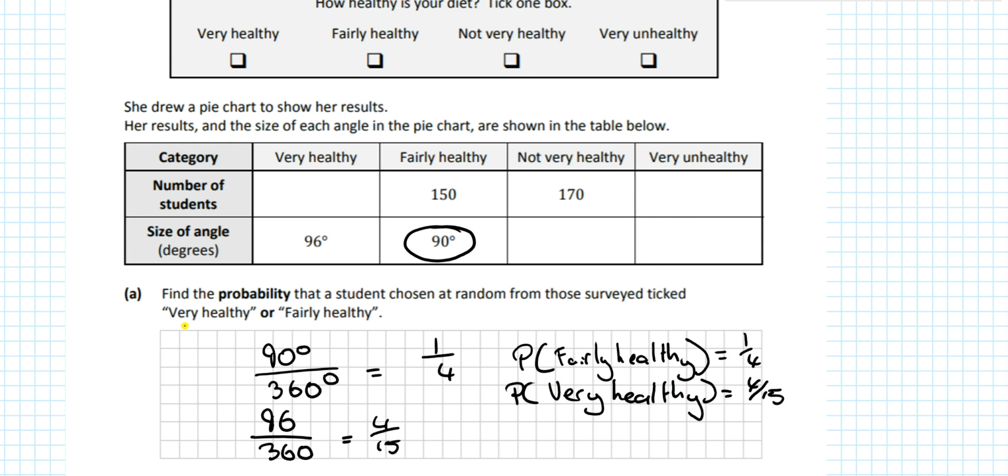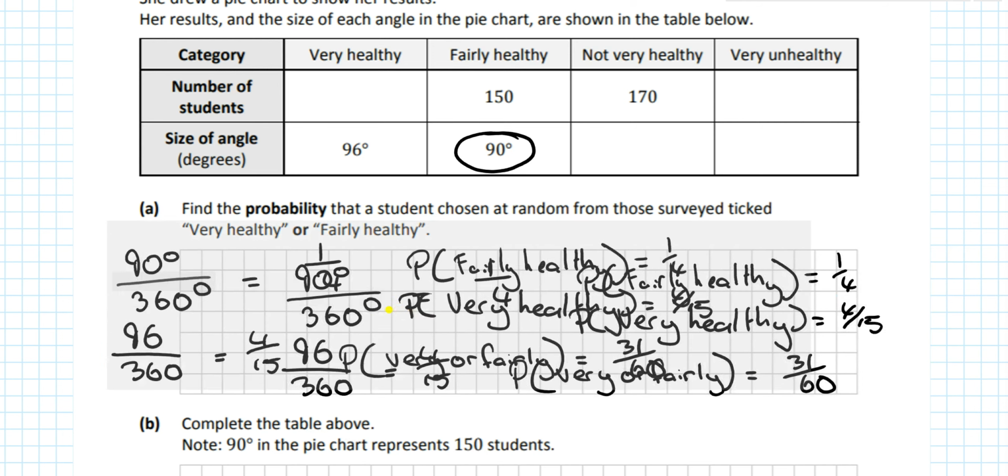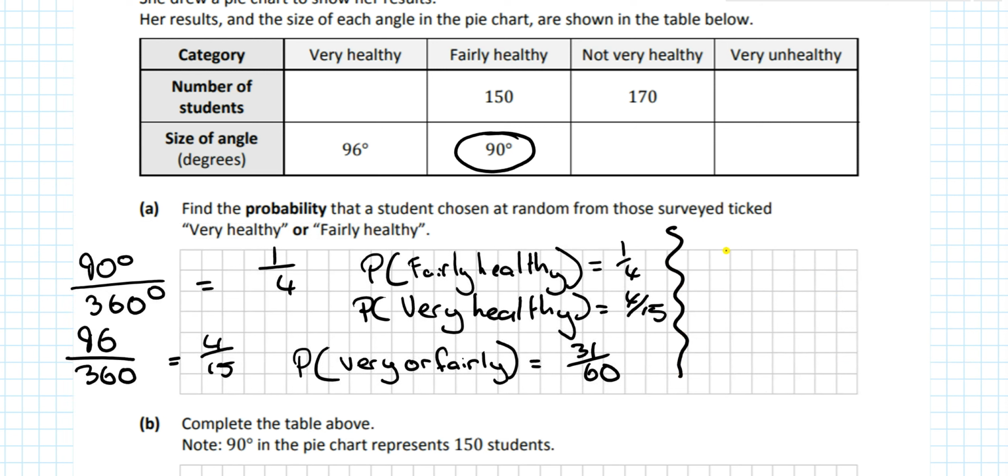And if we want the probability of very healthy or fairly healthy, very or fairly, you'd add those two numbers together. So 1/4 plus 4 over 15 is 31 over 60. Next part of the question then. Oh, you could actually also do that, I suppose, by adding 96 and 90. You could go 96 plus 90 divided by 360 and finding out what fraction that is. So you'd also get 31 over 60 for that as well.